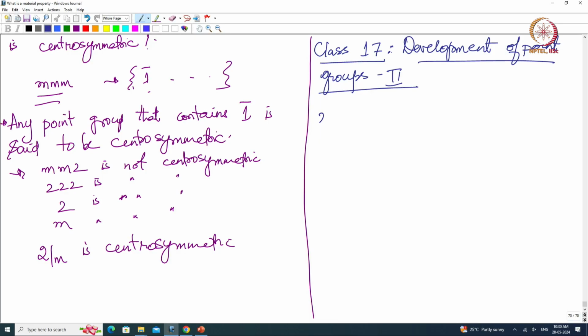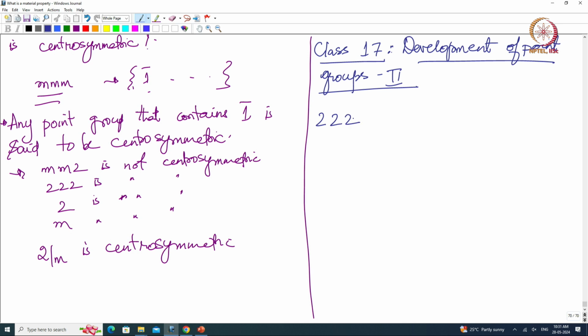Simple. Okay. So, we will continue there, and we have listed out all the groups so far, or examples of groups that are centrosymmetric and that are non-centrosymmetric, right. So, we will continue from where we have left off. So let us go back to the orthorhombic crystal system.